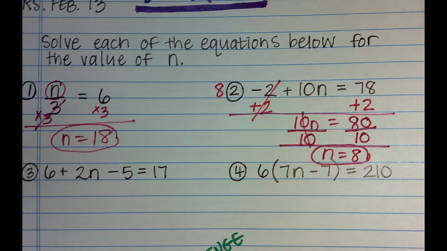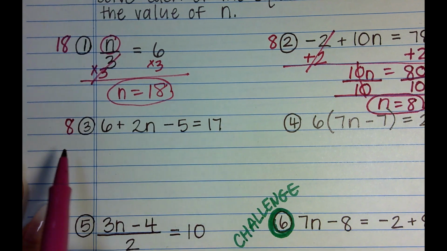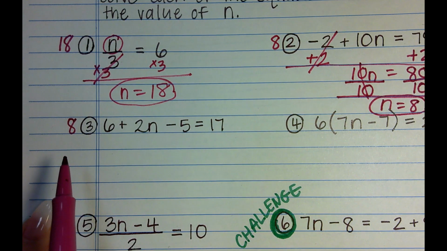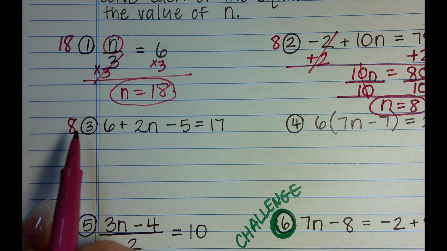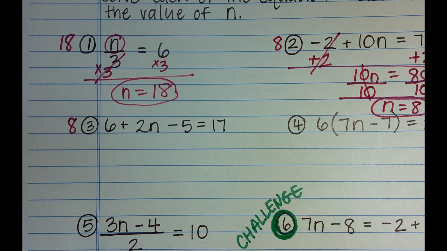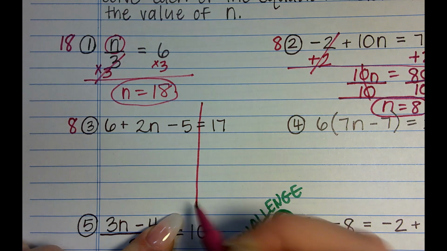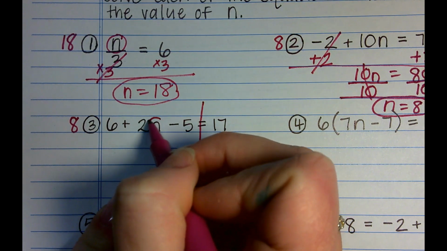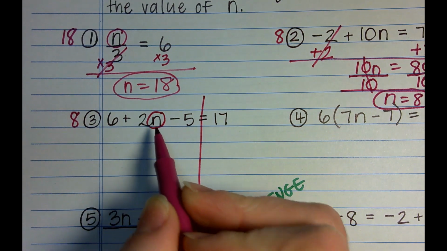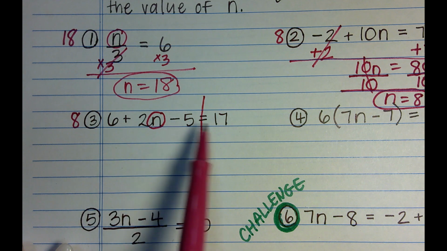Let's look at number 3. You got 8? Anyone get a different answer than 8? Okay, well, let's see what the answer is. So I have a multi-step equation here. I've got a couple different things going on. Here are the sides of my equal sign. Here's the n. I want this by itself, so I need to get rid of the 2, the 6, and the minus 5.